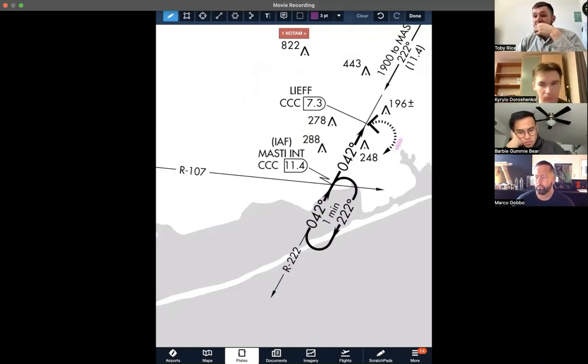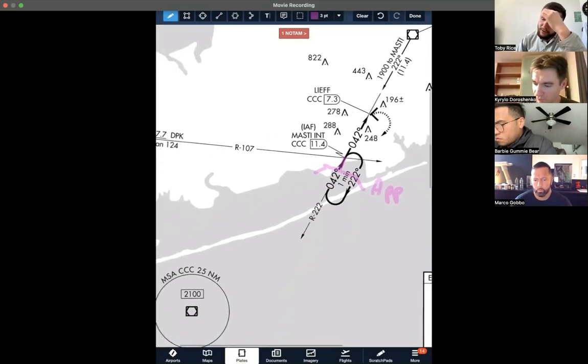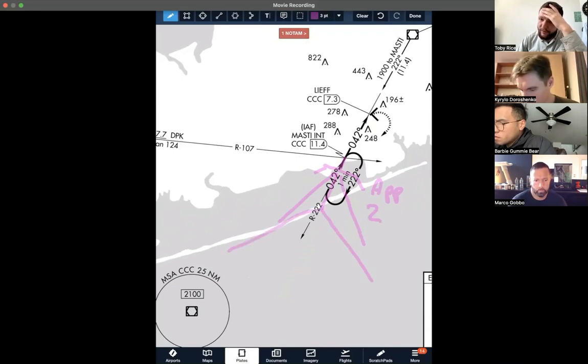Now, if ATC, remember that's vectors to final, right? They have to be vectoring you to here. And technically, they have to vector you to a point at least 1 mile from Masti, which is called the approach gate. And they have to give you no greater than 20 degrees of intercept angle inside of 2 miles. And outside of 2 miles, they can give you 30 degrees of intercept.